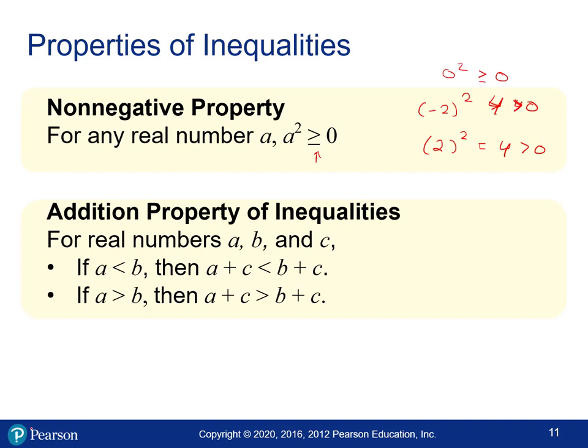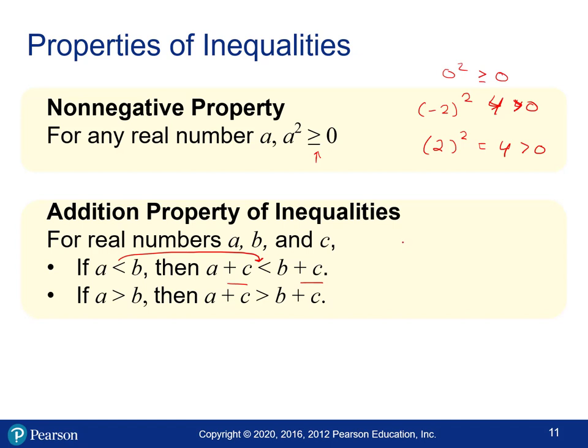And the addition property of inequalities says that if I have a number a less than b, and then I add something to a and I add something to b, then notice this inequality holds. A was less than b, so when I add a number, a plus c is still less than b plus c. Very much similar the other direction. If a is greater than b, then when I add numbers, the left side is still greater than the right side.